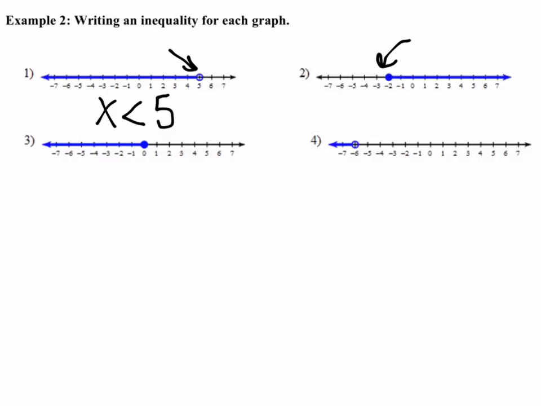Number 2, if we look at this, we can say y is greater than or equal to -2. Remember, closed dot means that it includes that -2. Our third example, we have a closed dot at 0, so we can say c is less than or equal to 0. And finally, we have an open dot here at -6, and it's pointing to the left, so it is less than -6. So you can pick any variable. Let's do an x again. There you go.